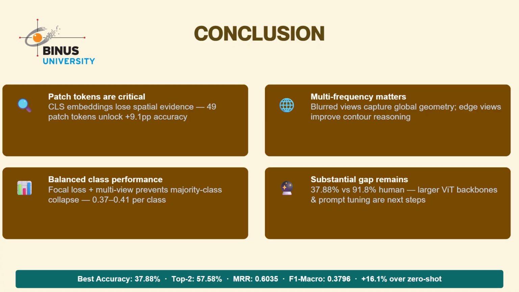Now is the conclusion. We benchmarked 5 CLIP-based architectures on the IllusionVQA comprehension dataset and demonstrated that spatial patch tokens, not global CLS embeddings, are essential for reasoning about optical illusions. Our proposed IllusionVQA model achieves 37.88 accuracy, 57.58 top-2, and 0.6035 MRR, an absolute improvement of 16.1 percentage points over the zero-shot baseline. The step-by-step ablation confirms that spatial preservation, multi-frequency awareness, and cross-modal grounding are jointly necessary. No single component alone accounts for the full improvement.